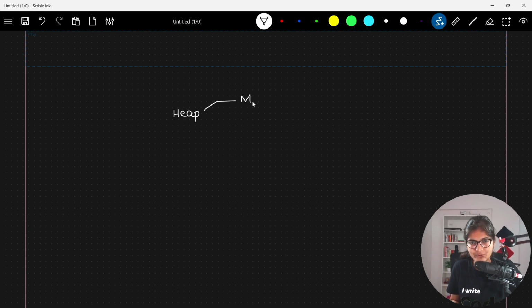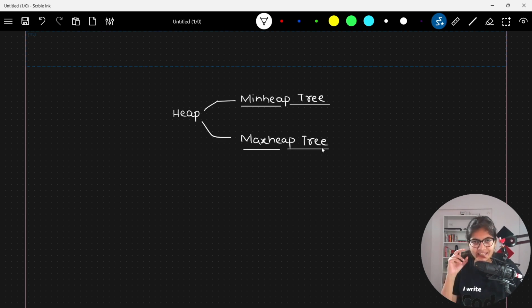Okay, Minheap tree that we will study in our lectures. And another one is something which we call the Maxheap tree. If you are able to understand the internals of one of the trees, automatically, since there is a very minute difference between these two, you will be able to understand the other one as well, right?